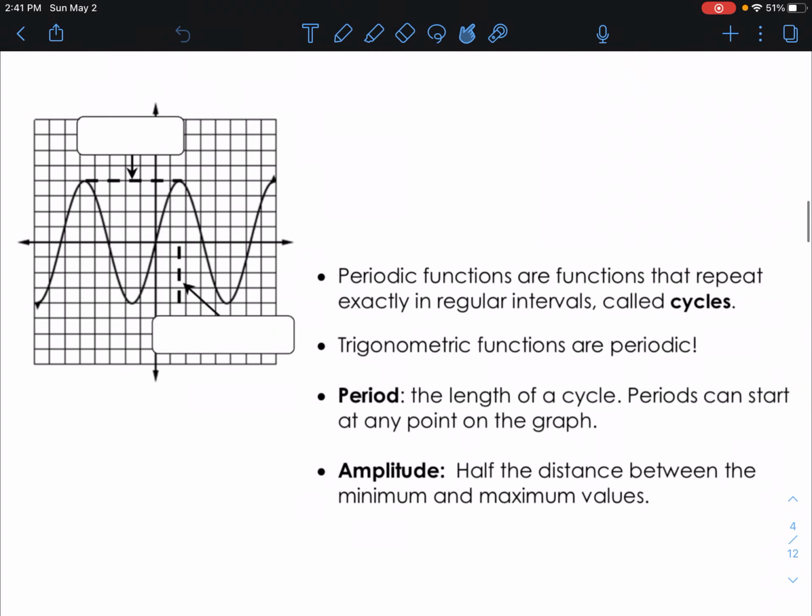Okay, so when we graph these, they are going to look like waves, and you'll see why in a minute. But there's some things that we need to know. They're called periodic functions. These functions repeat exactly in regular intervals. They keep doing the same thing, and these are called cycles. So trigonometric functions are periodic, okay? The period is the length of a cycle.